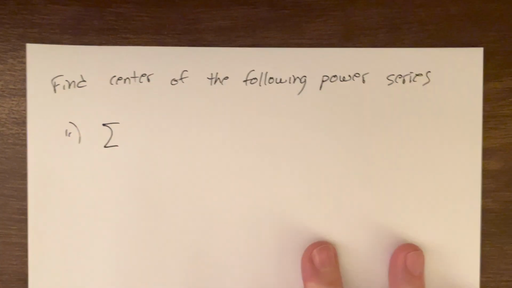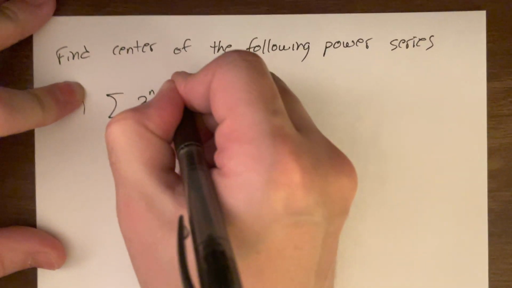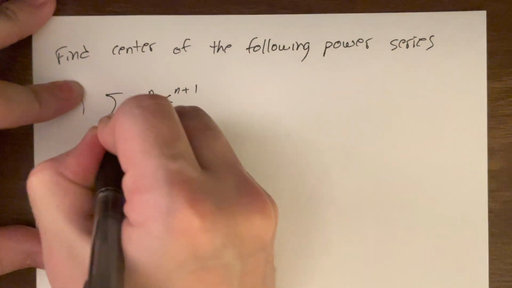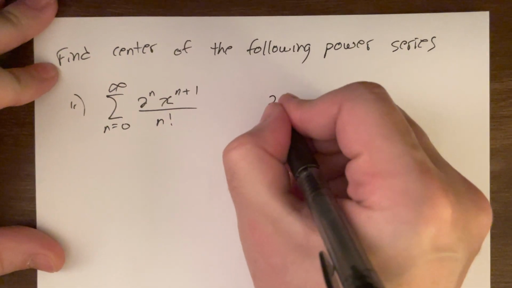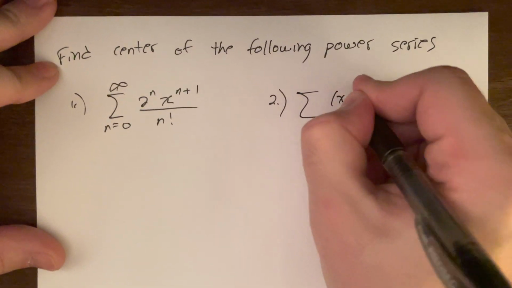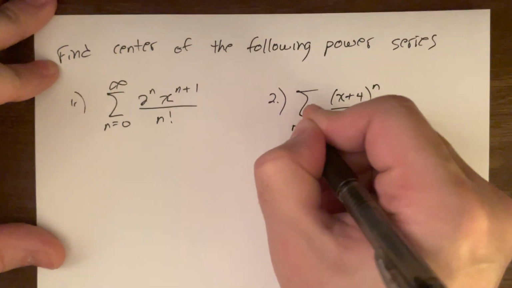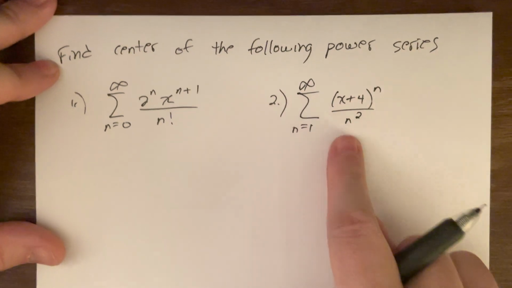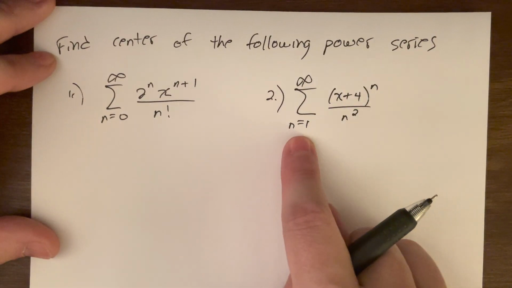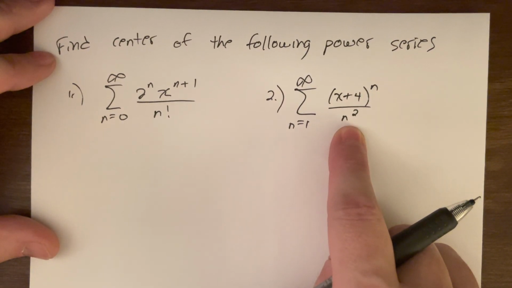Number 1, we're going to look at the summation 2 to the n, x to the n plus 1, all over n factorial. Number 2, we're going to look at the summation x plus 4 to the n, all over n squared. Just notice here, I'm going to start this at n equals 1. I know we said we do start at 0, but every once in a while you'll see that change just to make sure we're not dividing by 0.